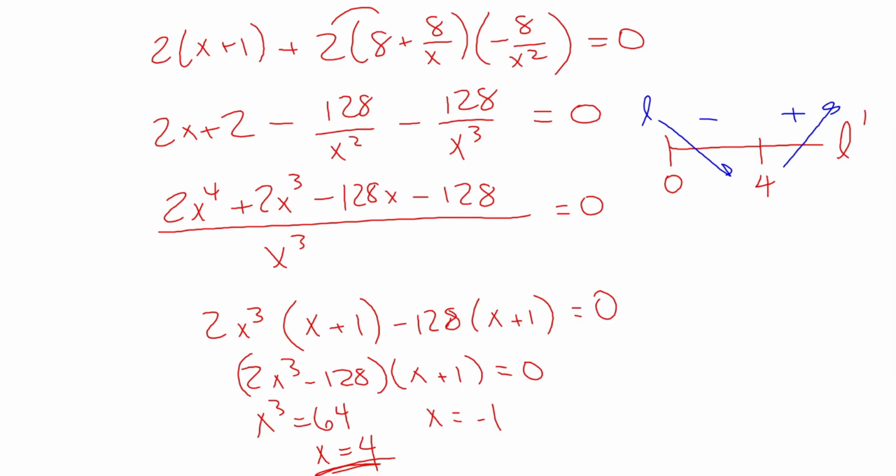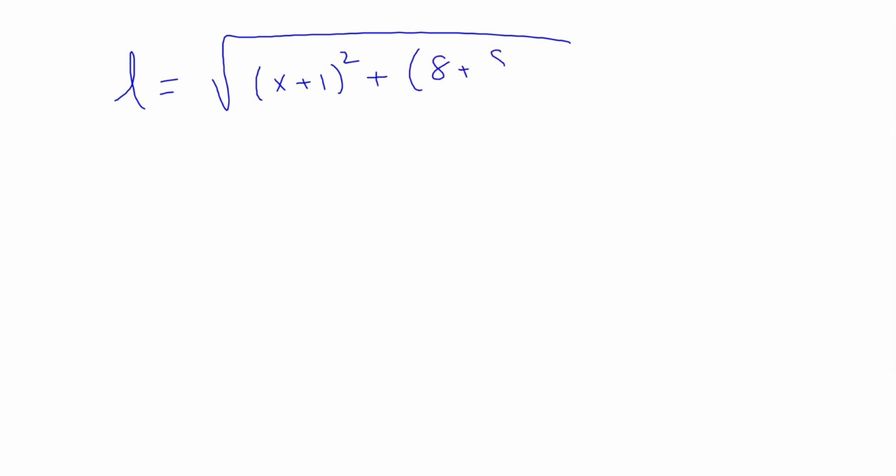In fact, we'll do this on a new page. Again, our length function, right? Our length was the square root of (x plus 1) squared plus (8 plus 8 over x) squared. And we were evaluating that at 4.